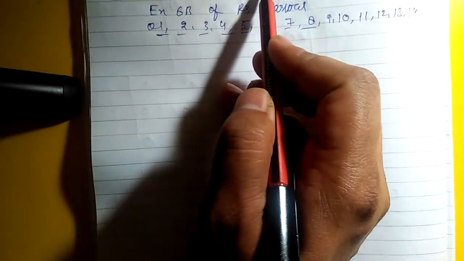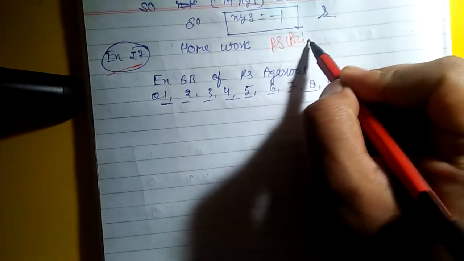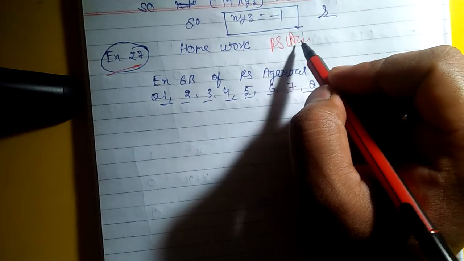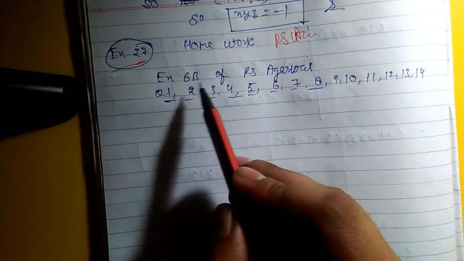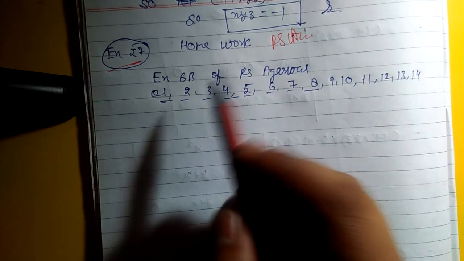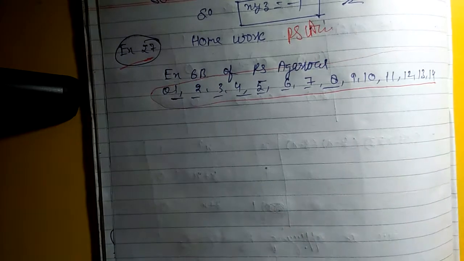Now I am going to give some homework questions. From exercise, I am going to do example number 27 of the RS Agarwal book. You will do it on your own, okay, it is your homework. And from exercise 6B of the RS Agarwal book, questions number 1 to 14 you should do, okay, this is your homework.